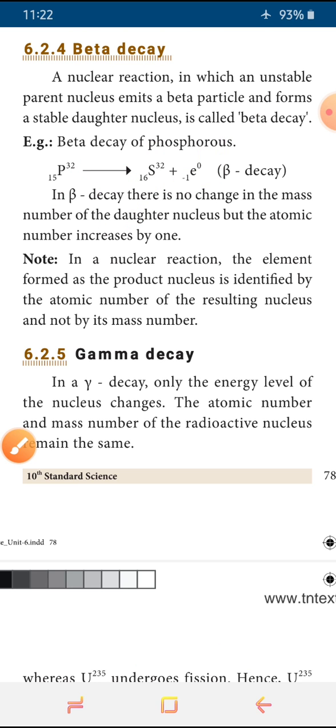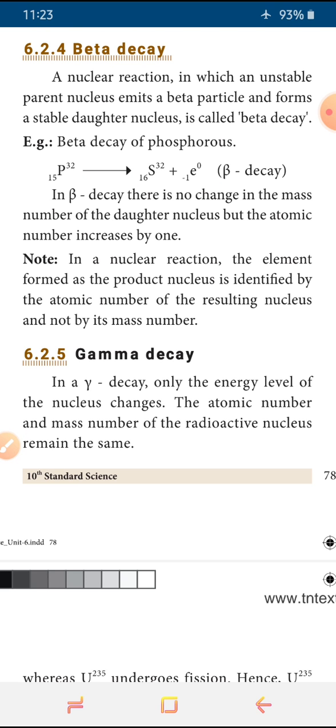This is called beta decay. In beta decay there is no change in the mass of the daughter nucleus, but the atomic number increases by 1. Here we have to note one thing: in a nuclear reaction, the element formed as a product nucleus is identified by the atomic number of the resulting nucleus and not by its mass number. So we will keep in our mind the atomic number only, not the mass number. Have you understood, children? Yes, good.